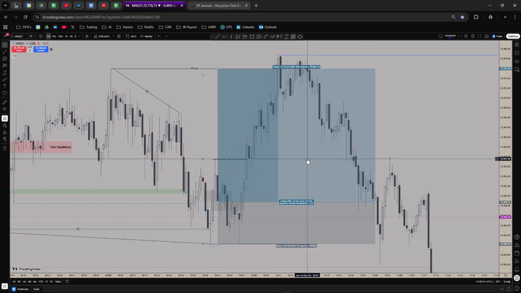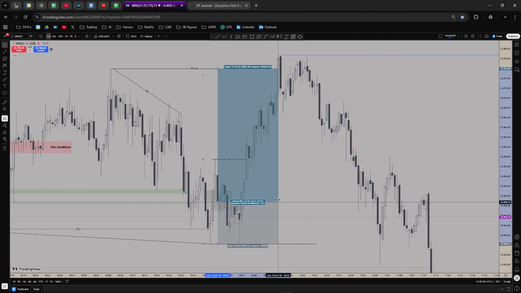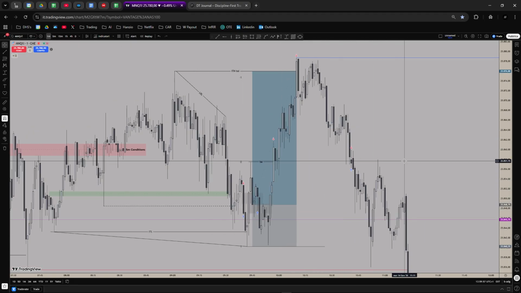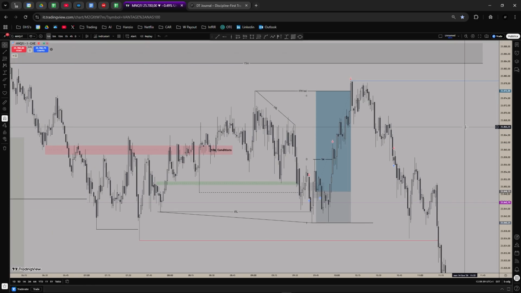So I need to make the most amount of money possible. As you can see, I put my stop loss right there, my break even point right there, and I got filled here. If I can say, I really like this trade.